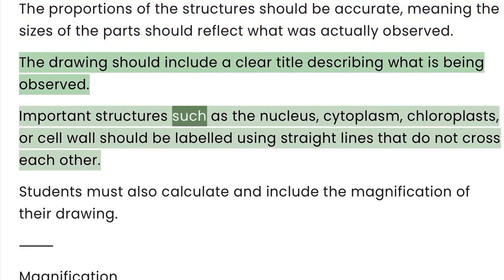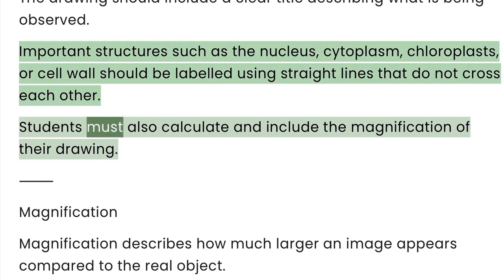Important structures such as the nucleus, cytoplasm, chloroplasts, or cell wall should be labelled using straight lines that do not cross each other. Students must also calculate and include the magnification of their drawing.